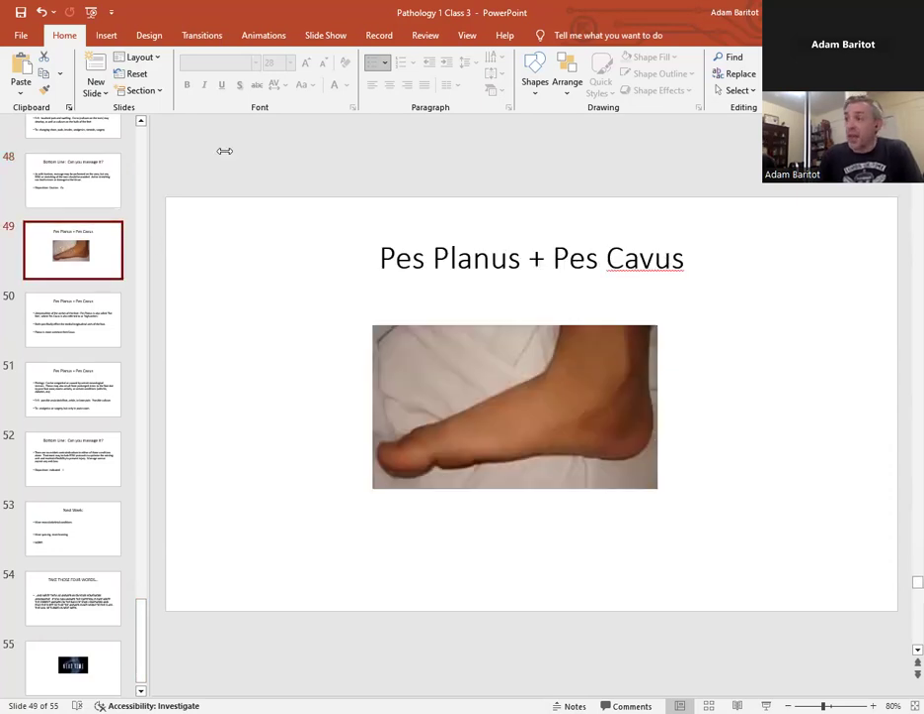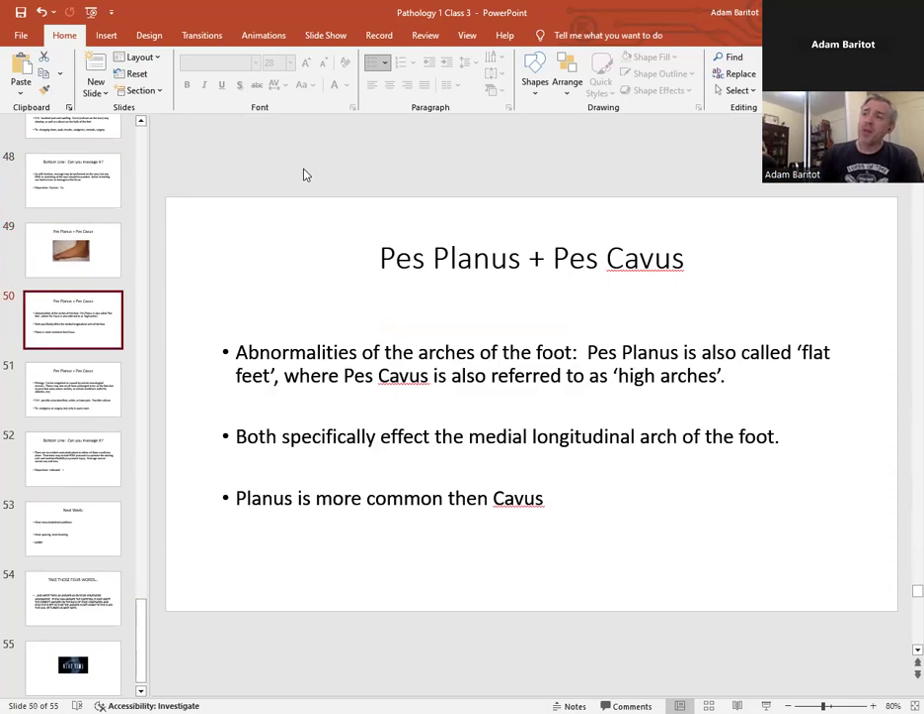Last two conditions of the day are pes planus and pes cavus. These are Latin words. Pes planus and pes cavus are abnormalities of the arches of the foot. Pes meaning foot, planus means flat. So pes planus is another way of saying flat feet. Pes cavus, cavus means like a cave, refers to high arches. Both specifically affect the medial longitudinal arch of the foot, whether it is high or low. Planus is much more common than cavus.